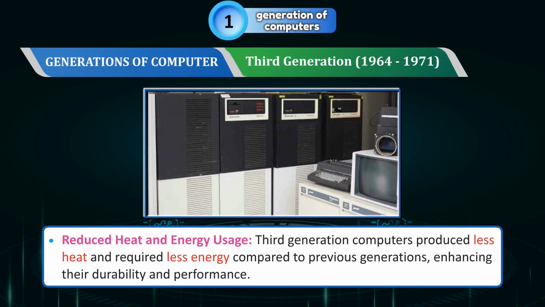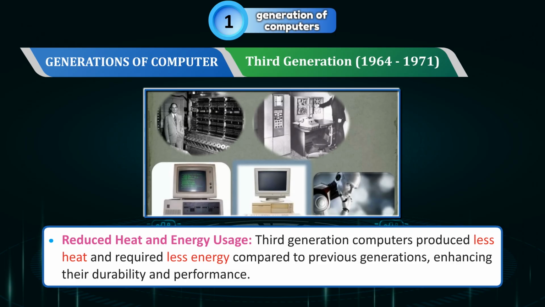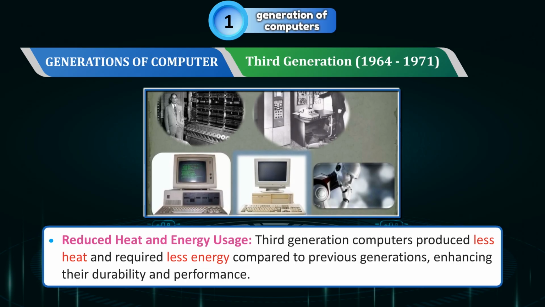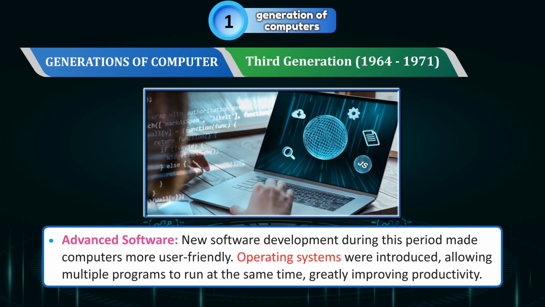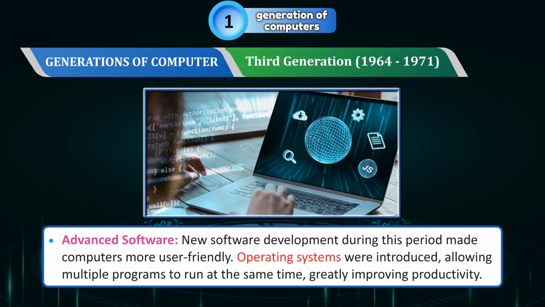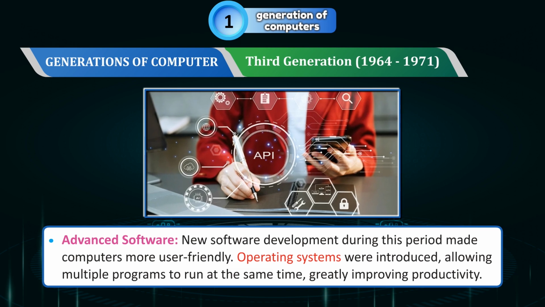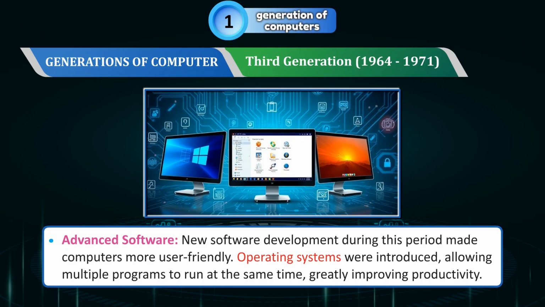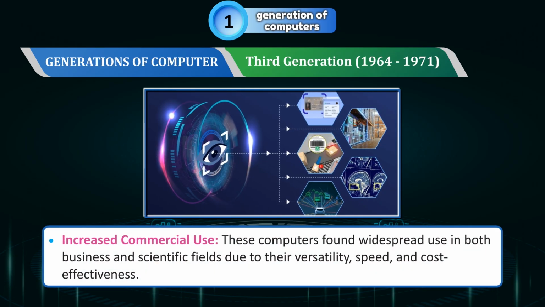Third-generation computers produced less heat and required less energy compared to previous generations, enhancing their durability and performance. Advanced software: new software development during this period made computers more user-friendly. Operating systems were introduced, allowing multiple programs to run at the same time, greatly improving productivity.